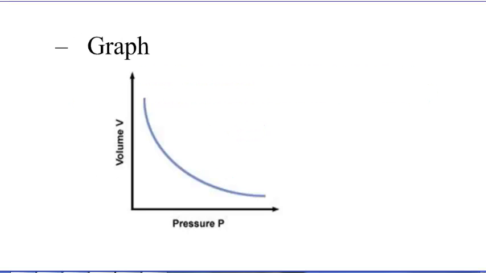There is a graph curve that goes along with any inversely proportional relationship. It looks like this, where it just kind of does a little loop there. If you see pressure on the x-axis and volume on the y-axis, what you're going to see is that as the volume decreases going down, the pressure is going to increase going across. Inversely proportional.